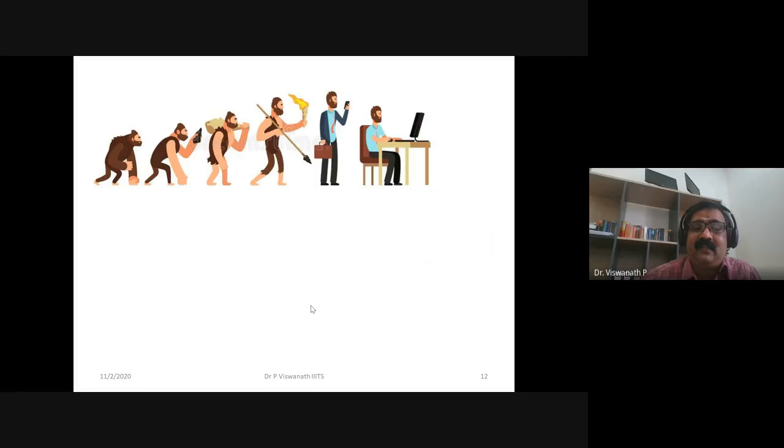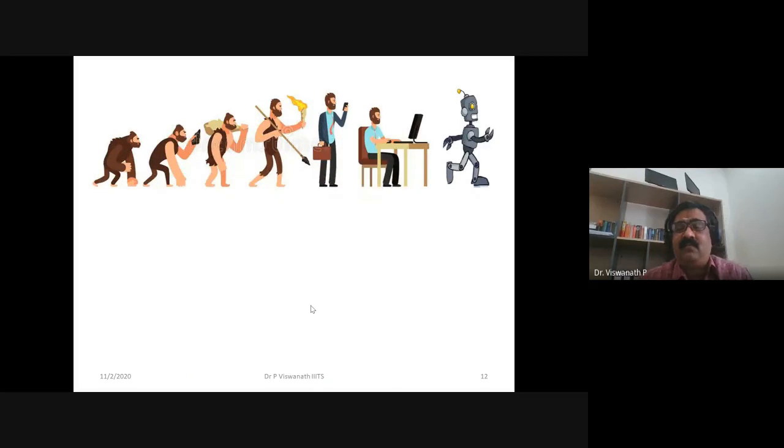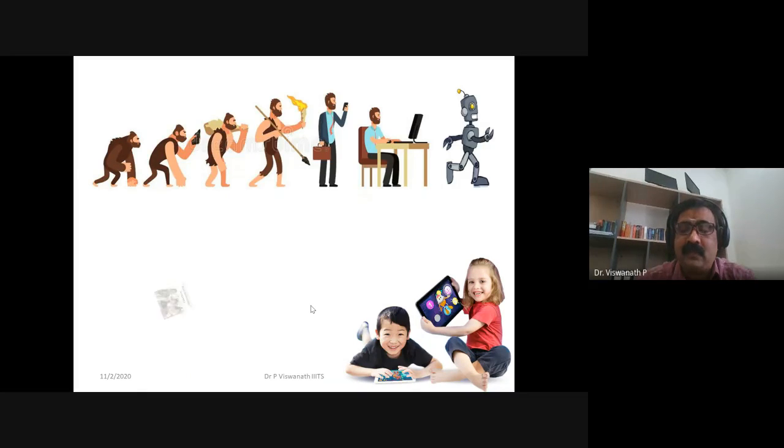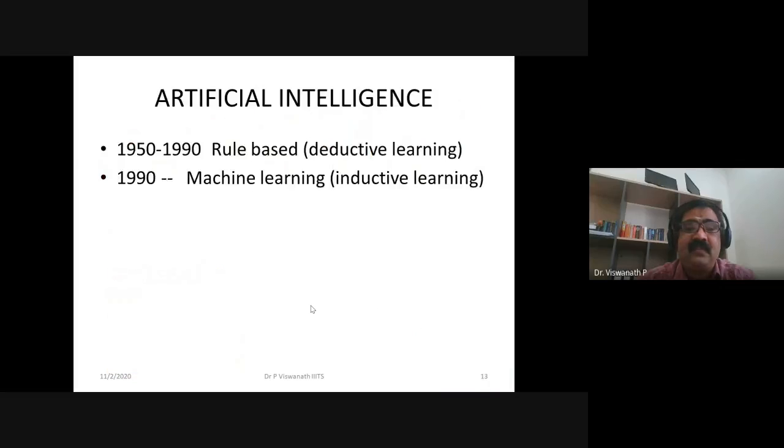So one can see that the evolution is going on like this. Maybe next, we're going to see robots or something like that. We're going to see, already automation is taking place. Okay, and we know that nowadays even children are playing with electronic devices.